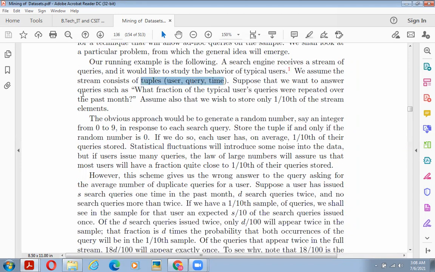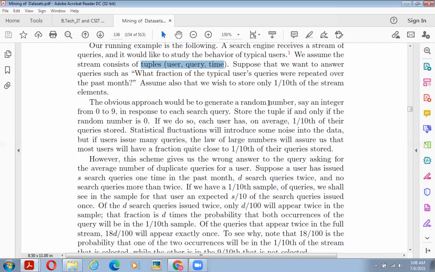Suppose that we want to answer queries such as: what fraction of the typical user's queries were repeated over the past month? Assume that we will just store 1/10th of the stream elements. Now this is a sample. We are not pushing all the elements into our database. We are just pushing 1/10th of the whole stream.